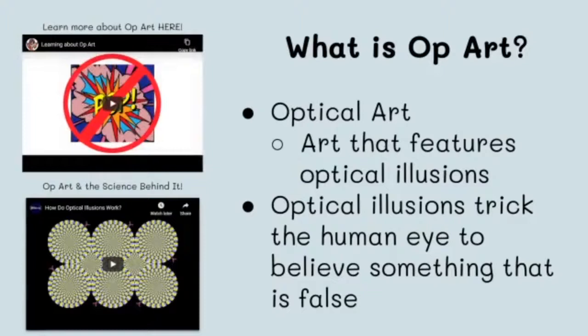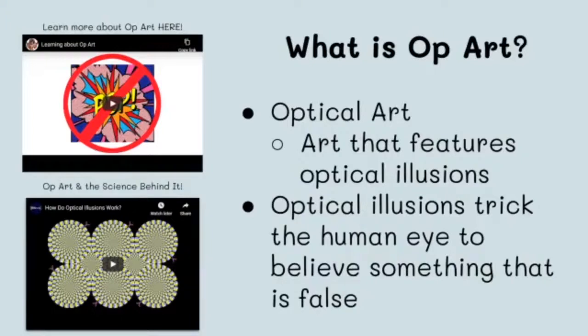Op art is short for optical art. That's art that features optical illusions. If you've ever seen an optical illusion before, then you will know exactly what I mean when I say that optical illusions trick the human eye to believe something that isn't true. It might trick you to think the color red is actually green, or it might trick you and think that a picture is moving when it's really not, it's just a picture.